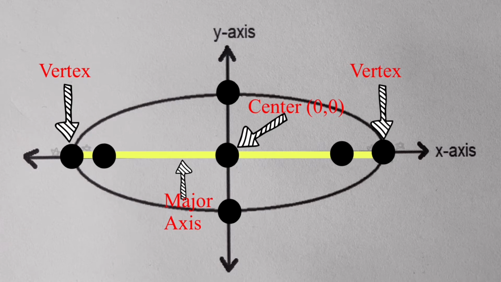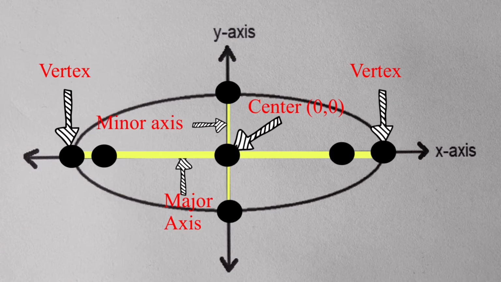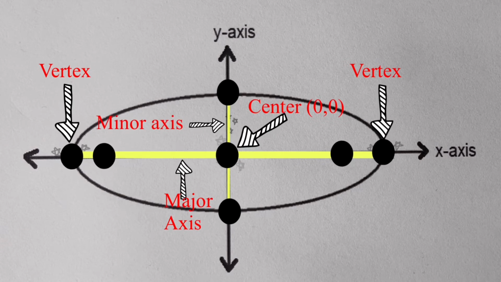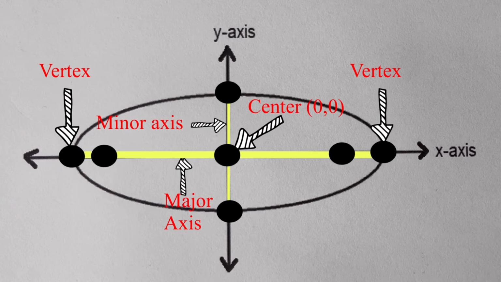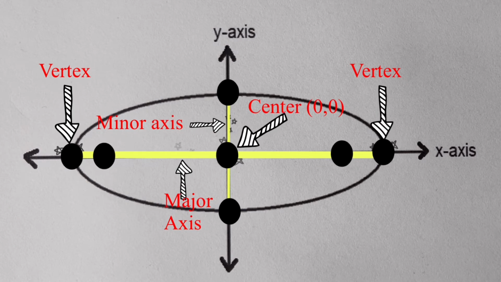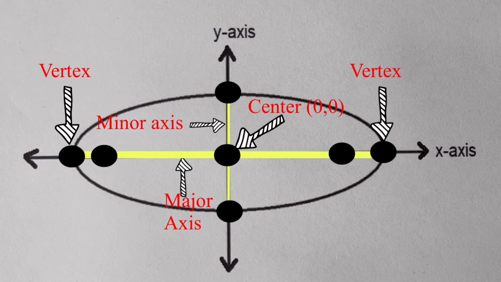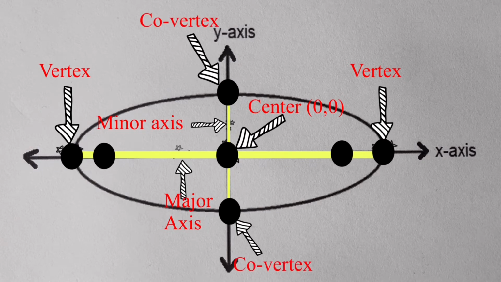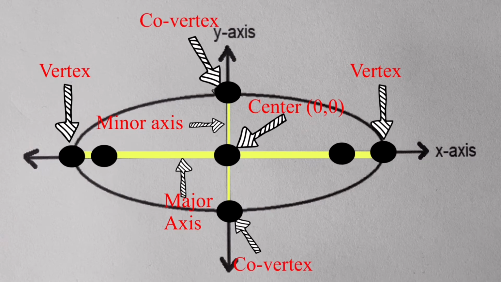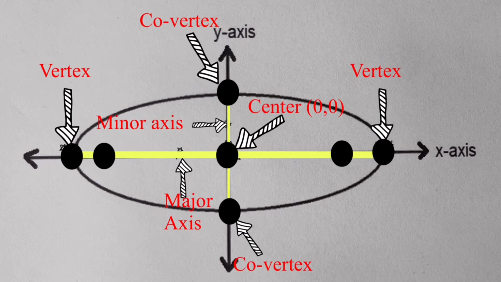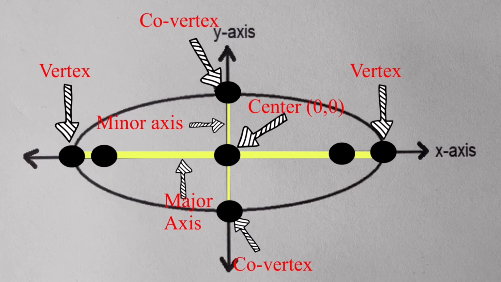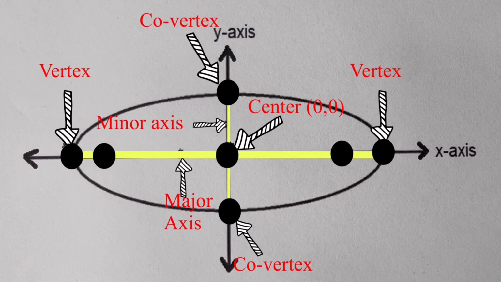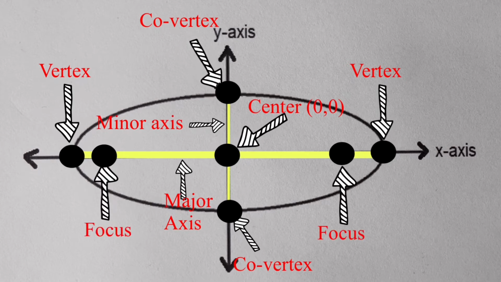Now we also have another diameter which we call as the minor axis. This is the shorter diameter of an ellipse that connects the two co-vertices of an ellipse passing through the center. So this point right here is a co-vertex of an ellipse, and this point down here is also a co-vertex of an ellipse. The next part of an ellipse is focus.